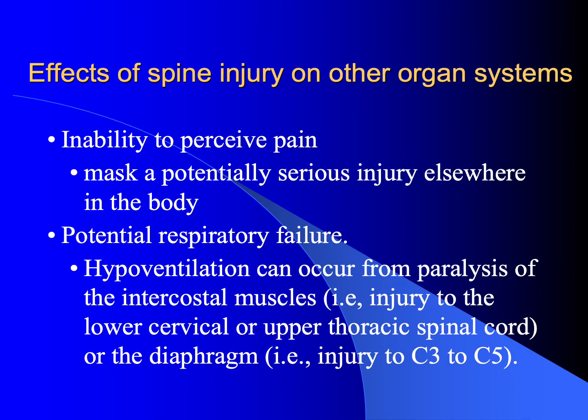This is especially so for patients with cervical and upper thoracic injury. Hypoventilation or apneic episodes may result from diaphragm paralysis, which is associated with C3 to C5 injury, or paralysis of the intercostal muscles, which is associated with injury to the lower cervical and upper thoracic spine. Therefore, close monitoring with serial examination is important in assessing and managing polytrauma patients with suspected spine injury.